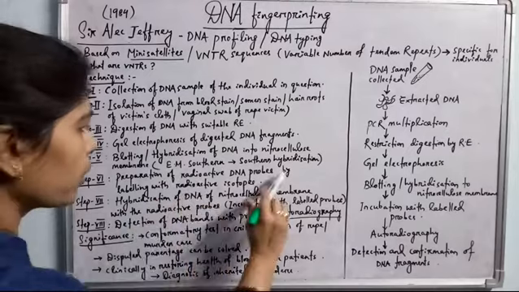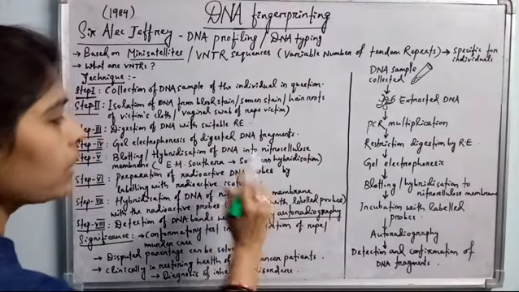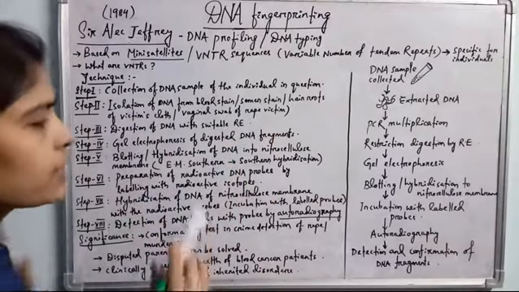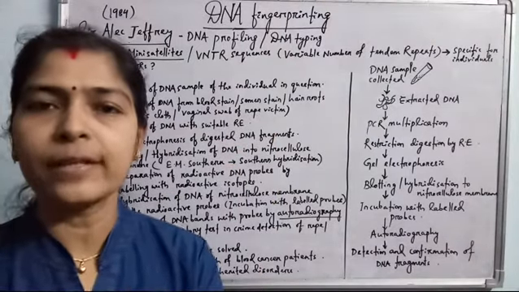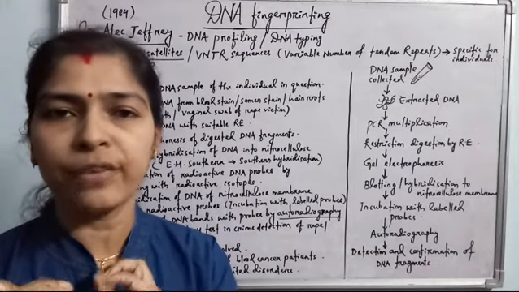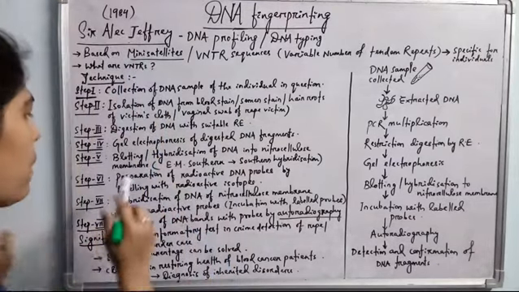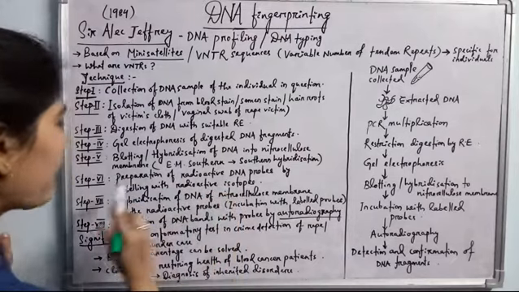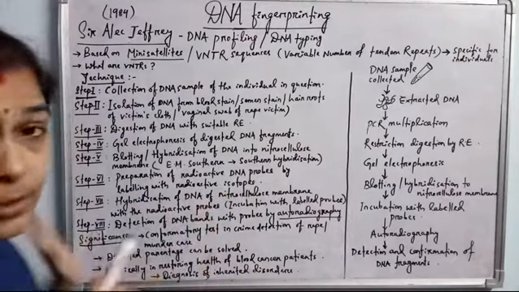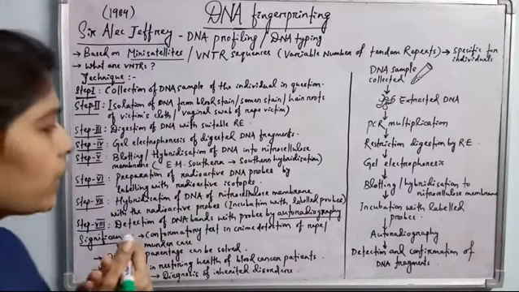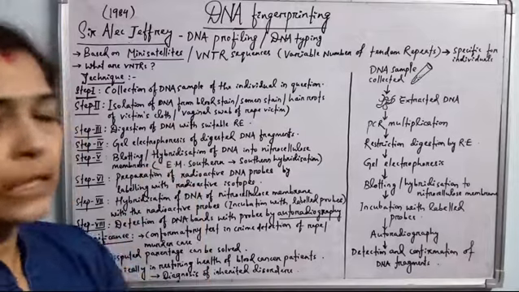Preparation of radioactive DNA probes is based upon the sample collected from the crime scene. DNA probes are synthetic, single stranded DNA which are attached with a radioactive element to make them radioactive probes. These are synthesized by labeling with a radioactive isotope. So probes are prepared based upon the DNA collected from the crime scene.